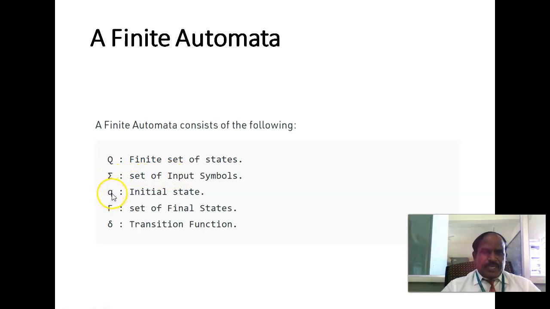Here the small q is the initial starting state of the finite automata. Capital F is the set of final states. When there is a starting state, there should be a final state, and the final states are contained in capital F. Delta is the transition function. It shows how we move from one state to another, the delta transition. This is the formal definition of finite automata.